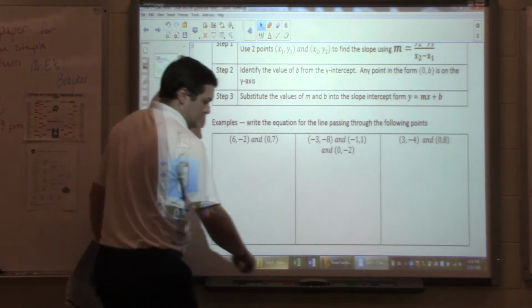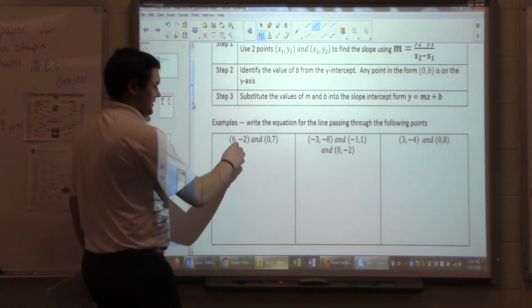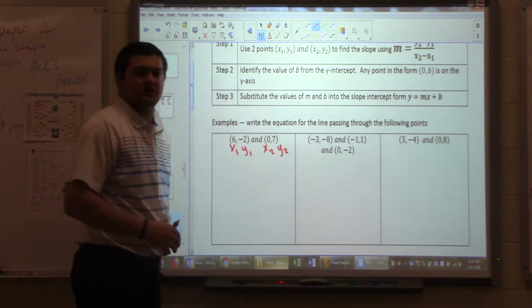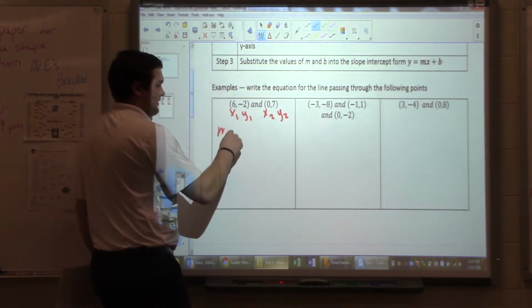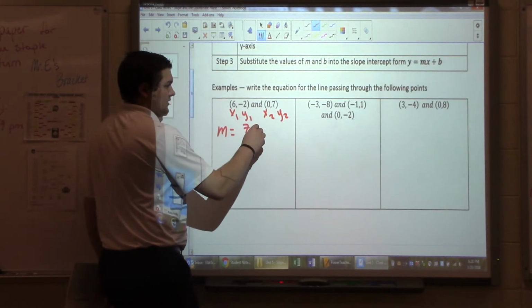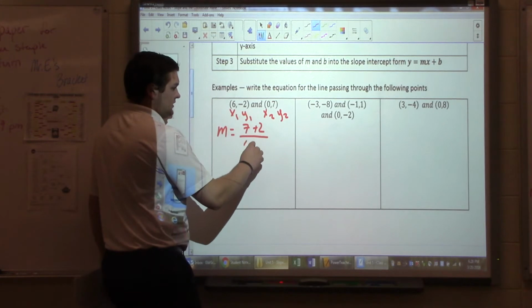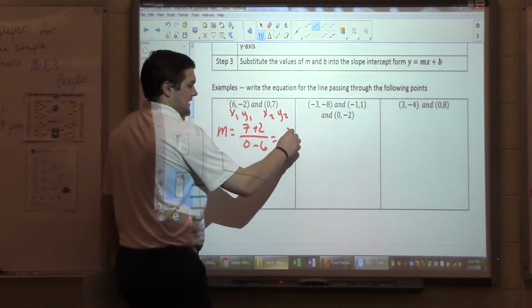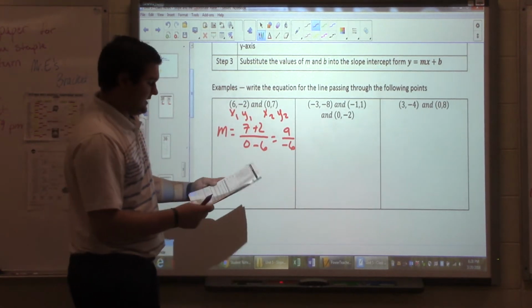So the first one, 6, -2, and 0, 7. So x1, y1, x2, y2. So plug in your values to find the slope, 7 minus -2, or 7 plus 2, over 0 minus 6. Because you get 9 over -6, which we know equals, reduced, should be -3/2.